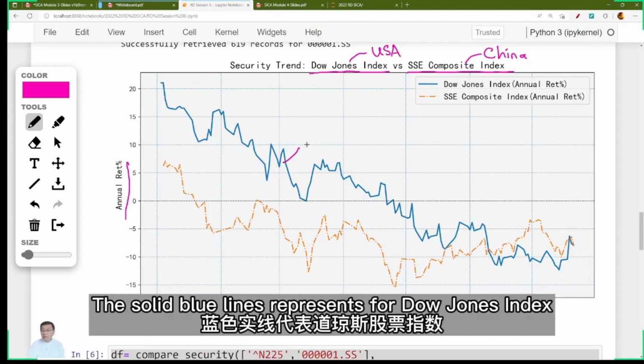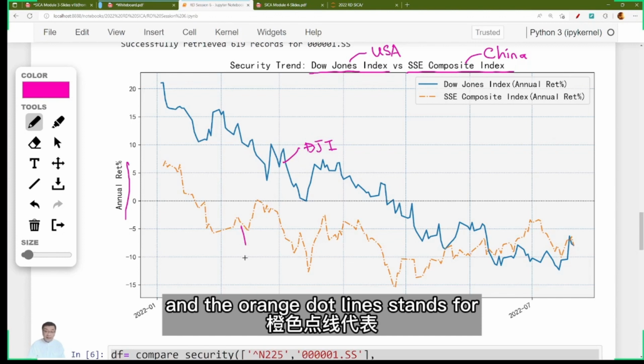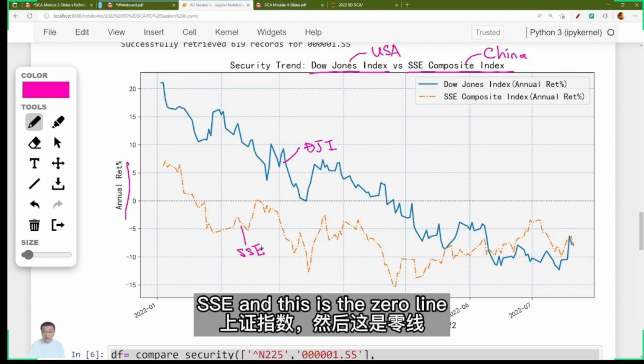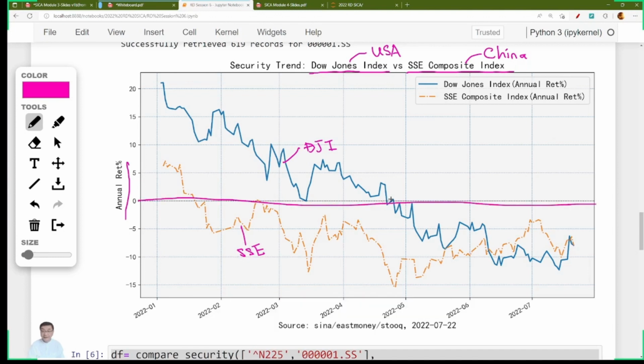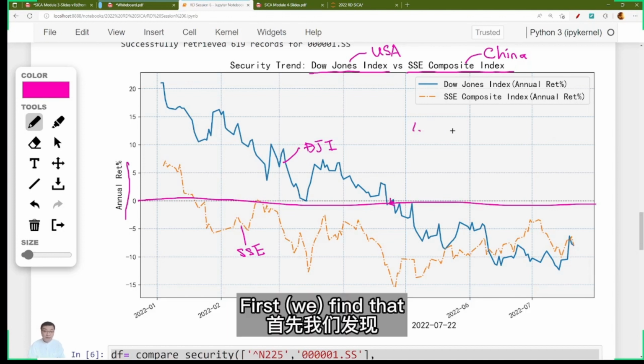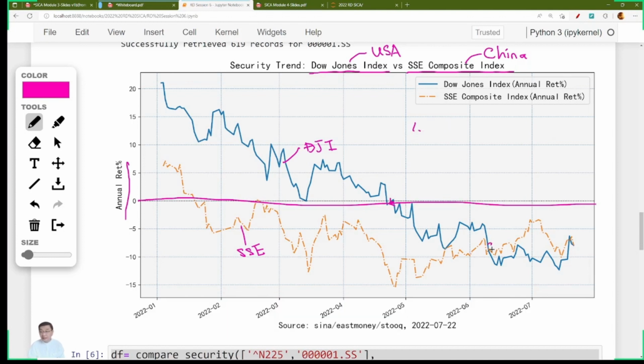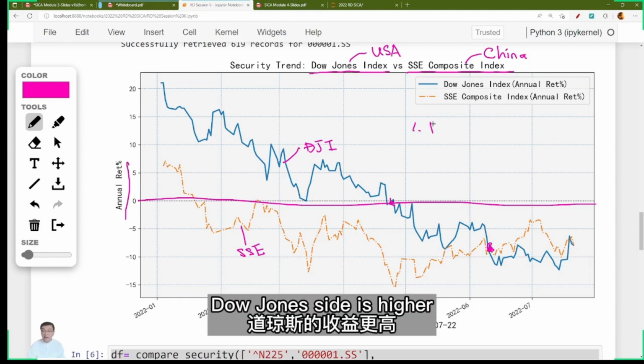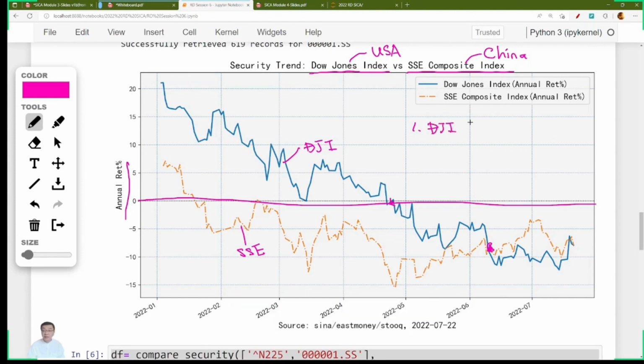The solid blue line represents the Dow Jones Index, and the orange dotted line stands for SCSC, and this is the zero line. What are the differences between these two lines? First, we find that for most of the time, the Dow Jones side is higher.